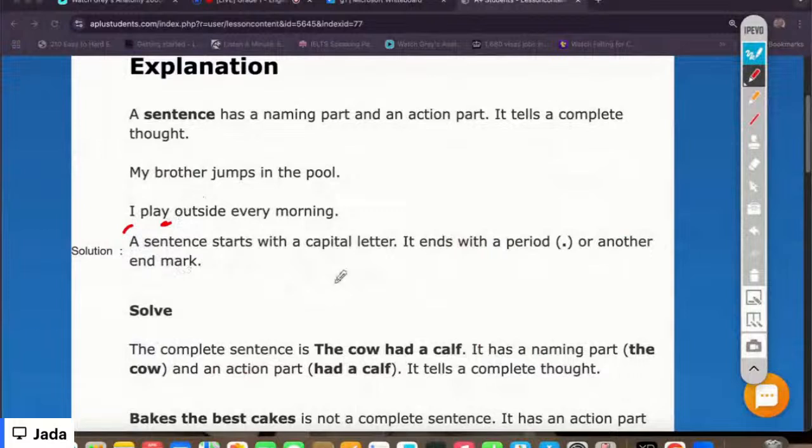A sentence must start with a capital letter and it ends with a period. So a sentence must end with a period or another end mark. It could sometimes have another end mark, but it starts with a capital letter and always ends with a period or another end mark. So let's do more examples.